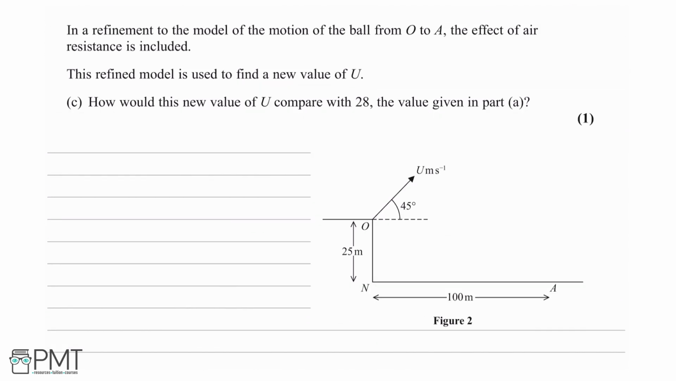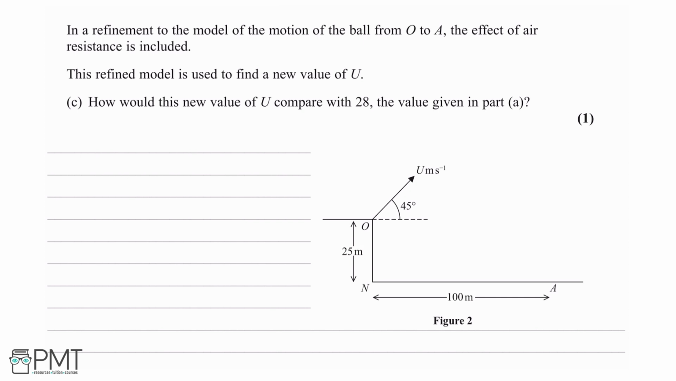We are told that in a refinement to the model of the motion of the ball from O to A, the effect of air resistance is included. This refined model is used to find a new value of U. Part C asks us how this new value of U would compare with 28, the value given in Part A, for 1 mark.